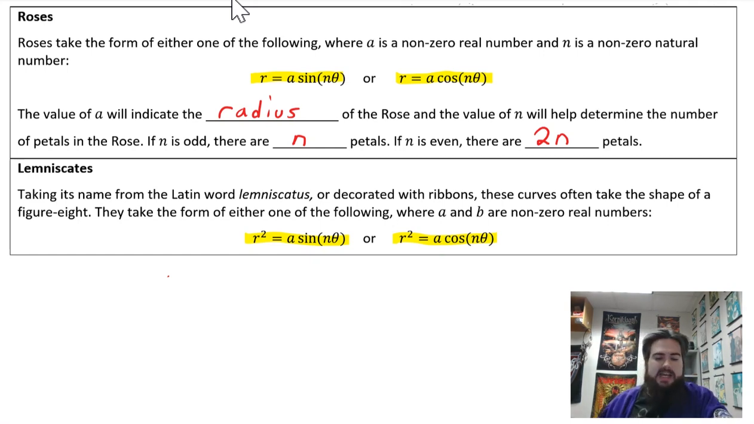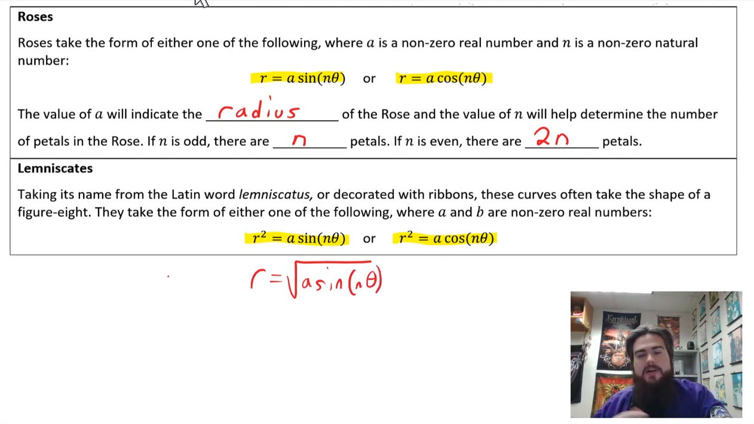Basically, what a lemniscate does is that a lemniscate will take the equation or the graph of a rose, and because you would solve for r by taking a square root and getting something like a sine of n theta underneath a square root, that means that any petals that would be created by an output that is negative here, which would now be under a square root, would no longer exist.